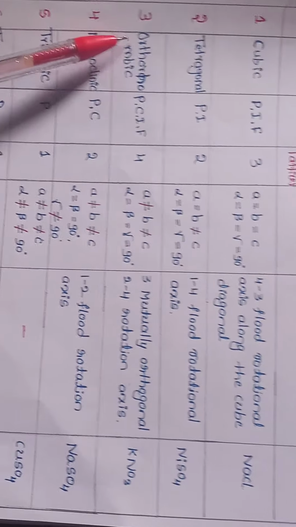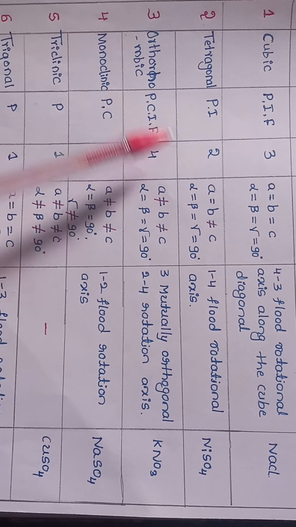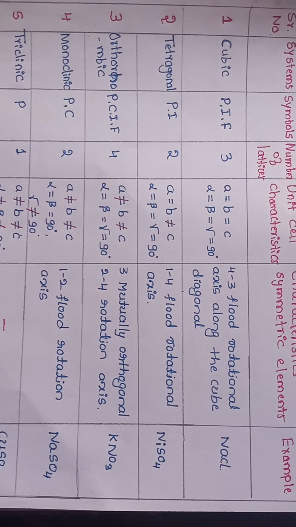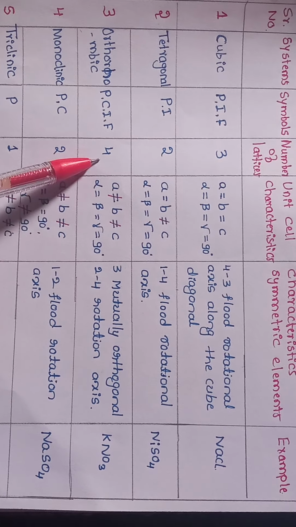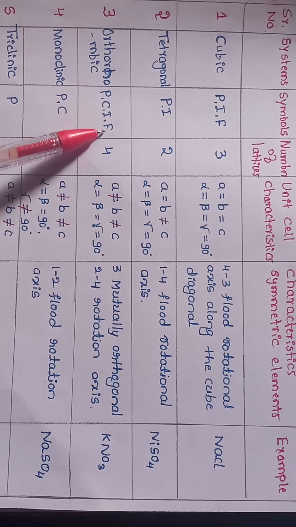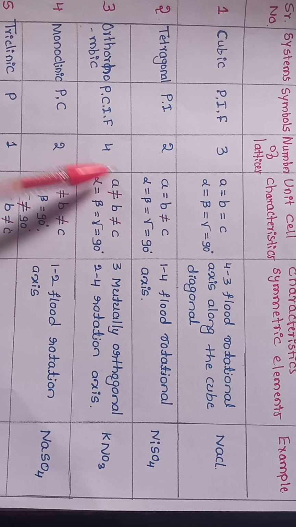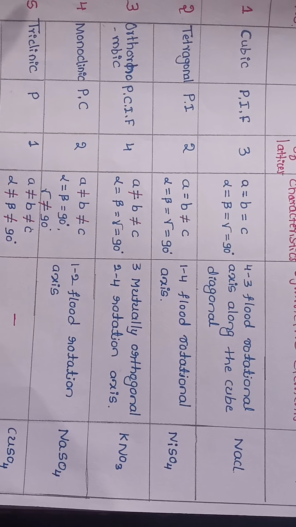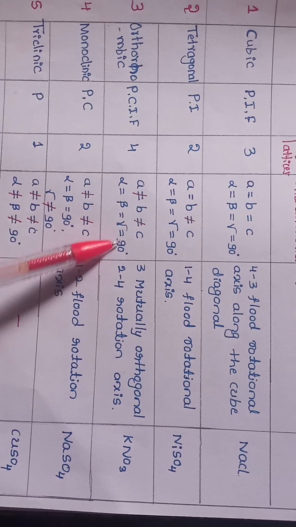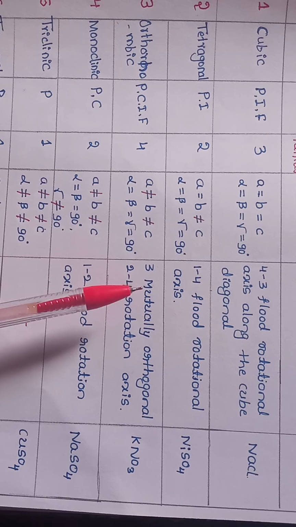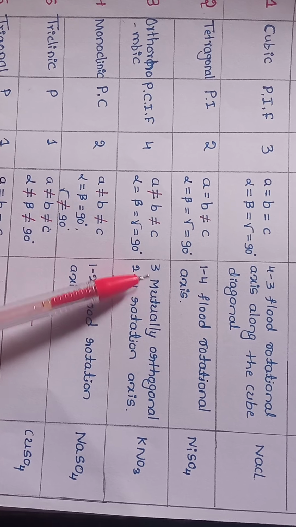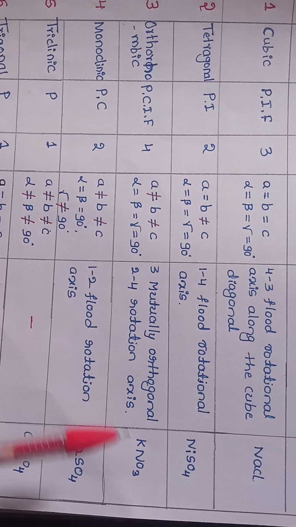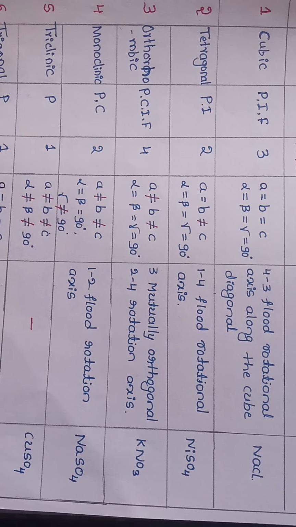Next one, the system is orthorhombic. In orthorhombic, the symbols you have to use among the 14 Bravais lattices are P, C, I, F. Therefore the number of lattices in the orthorhombic is 4, because P, C, I, F. Here the axis length A is not equal to B, which is not equal to C, but the angles are all three 90 degrees. Then what is the characteristic symmetry of these elements? That is 3 mutually orthogonal 2-fold rotation axes. Okay, the example for orthorhombic here is KNO3.